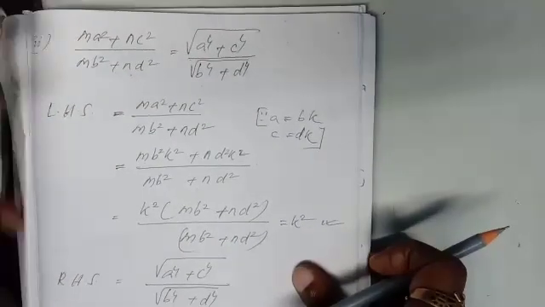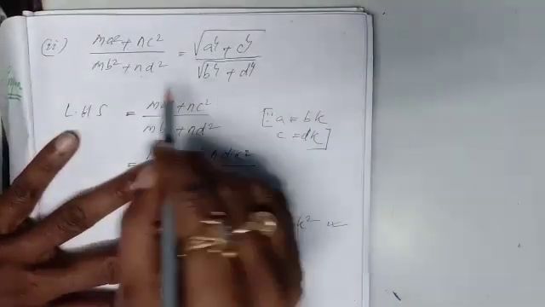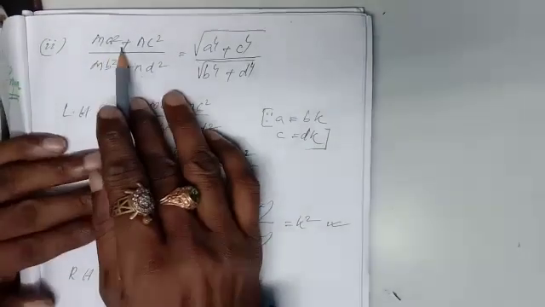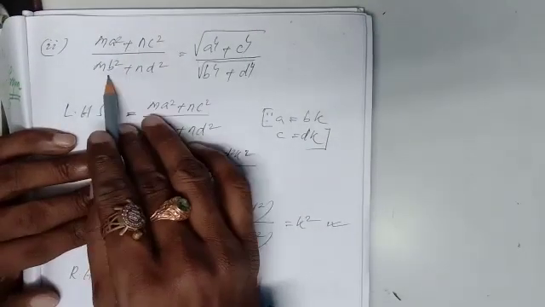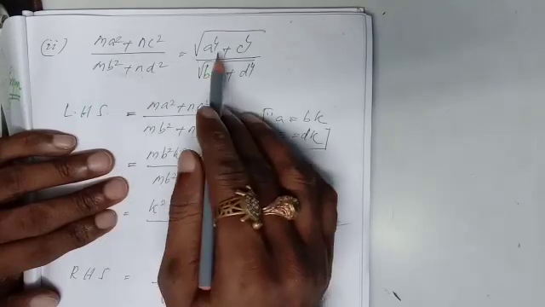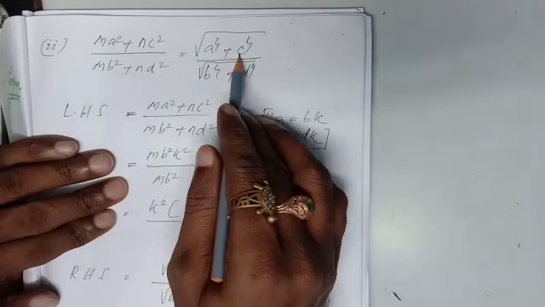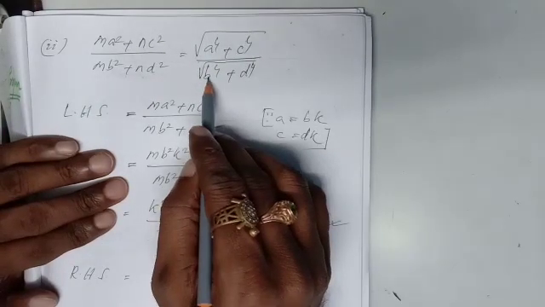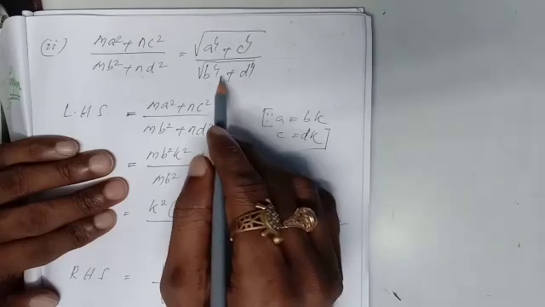Let us take question number 12 second part. Already I have solved it, let me explain. You have to prove (m a square plus n c square) by (m b square plus n d square) equal to square root of (a to the power 4 plus c to the power 4) by (b to the power 4 plus d to the power 4).